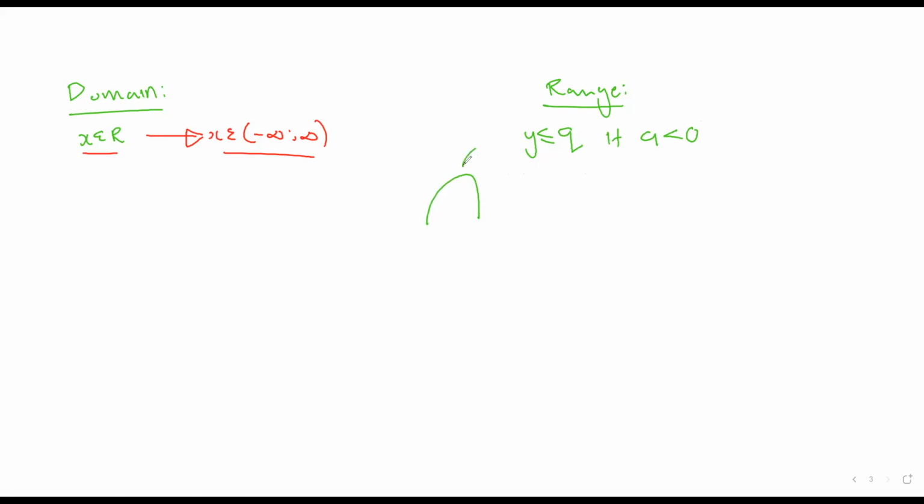Your range, you write it like this. Because our a is negative, and if our a is negative, our parabola is sad. Then again, our range is y greater than or equal to q if a is greater than 0. If our a is positive, that means our range, we write it like that.